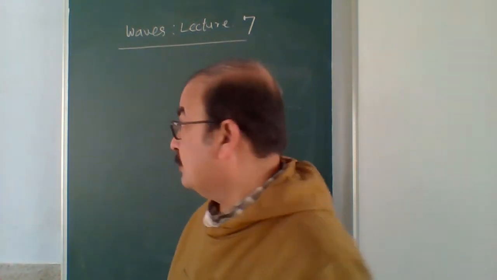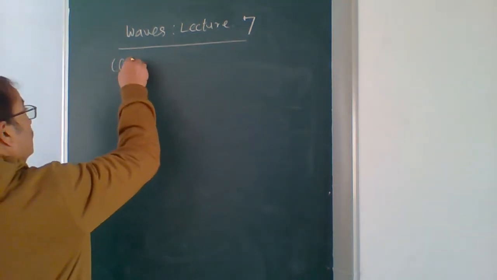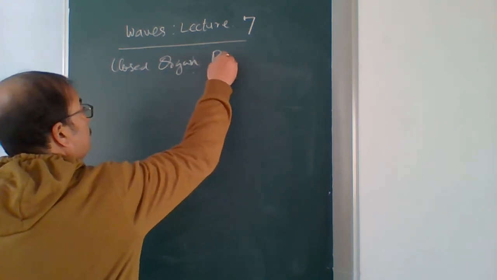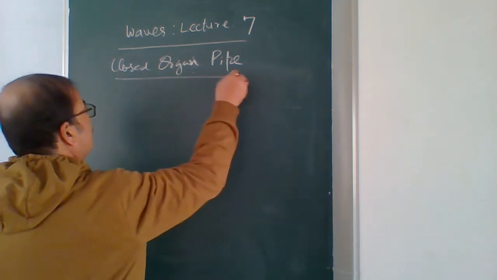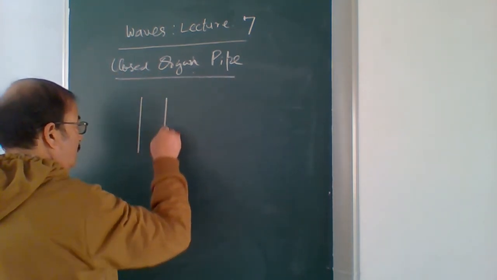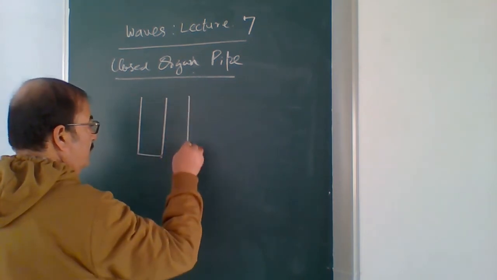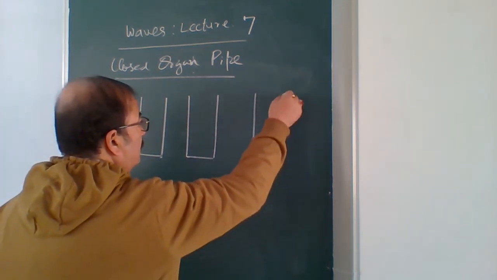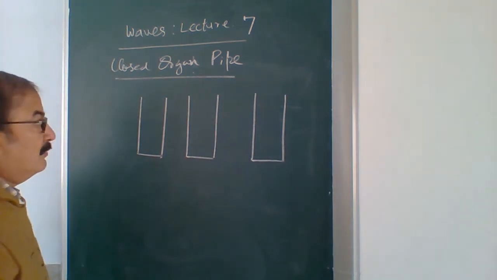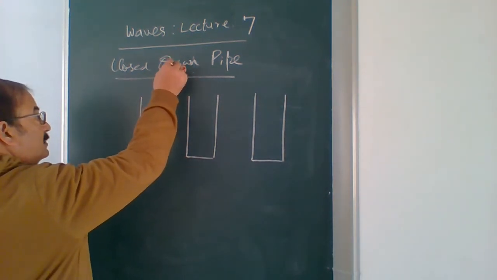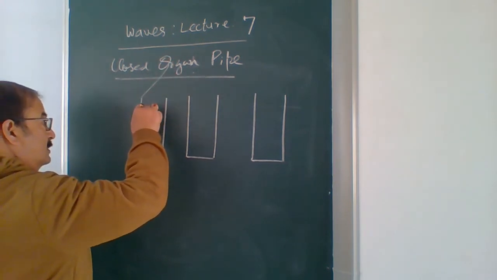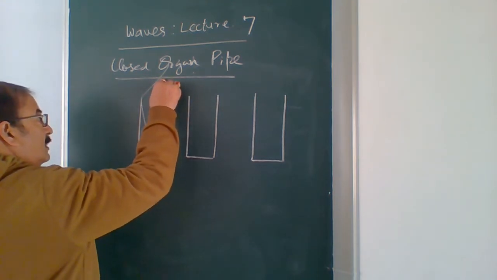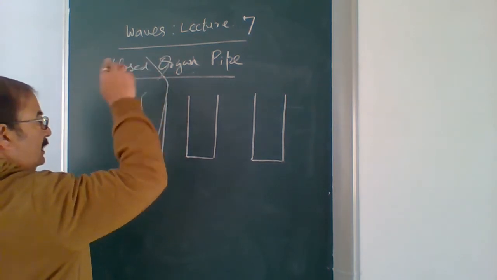First we will discuss the closed organ pipe. I am taking three different cases of the same organ pipe. In the first possible vibration, what happened? One wave would come and meet here, and it is reflected back, and somewhere it would move like this.